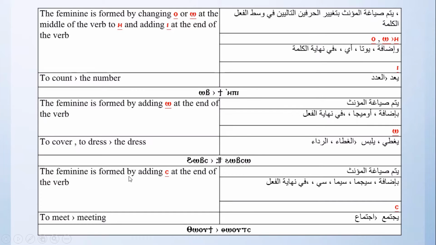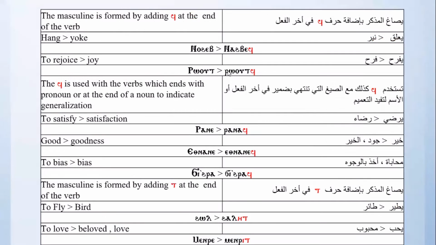The feminine also is formed by adding S at the end of the verb. Suoti means to meet somebody, and meeting is suots. The masculine is formed by adding F at the end of the verb. For example, noheb means to hang, and nohebf means yoke. For example, ruot means to rejoice, and ruotf means joy.